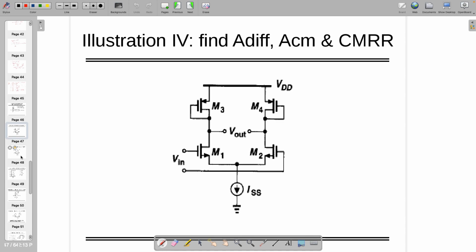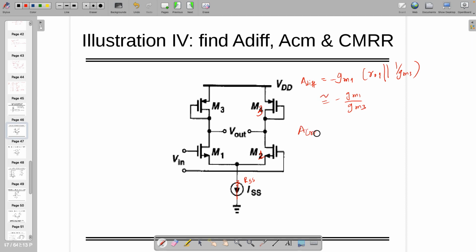Okay, so now find out the ADIF, ACM and CMRR. Let's go this way. What is the differential gain for this one? Differential gain first. So assume M3 equal to, this is also M3, this is also M1, and looking into this one is RSS. What is the differential gain? GM1 R01 in parallel with 1 by GM1 or minus 1. Right? Okay, so here the gain must be GM1 divided by GM3. Right?